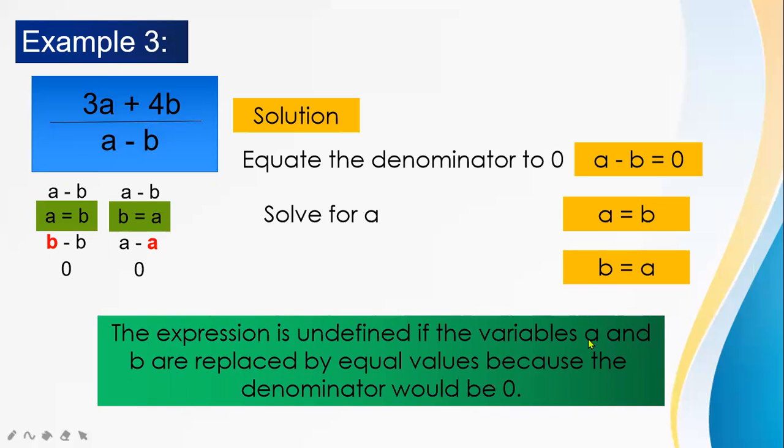So kapag pinalitan mo ng a and b, yung variable dito sa denominator mo, magiging undefined siya. So sabi niya, the expression is undefined if the variables a and b are replaced by equal values because the denominator will be 0. So lahat ito, yung a at saka b, pag ginamit mo, magiging 0 yung denominator mo. So magiging undefined yung expression.